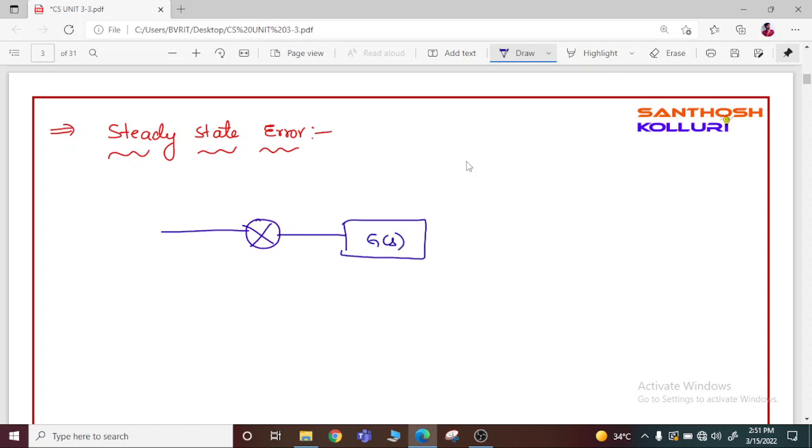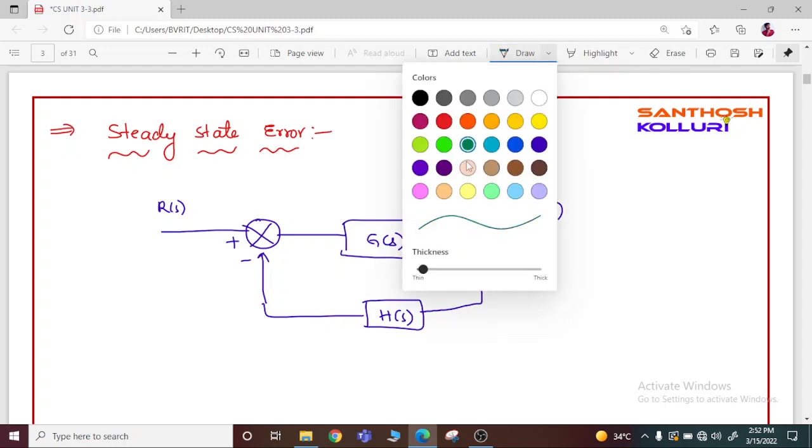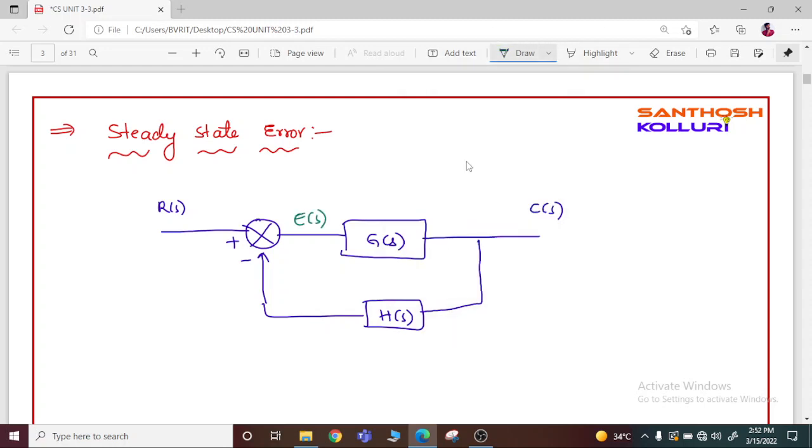So here this is a system having the gain G of s, and this is the output C of s, and this is the input R of s. Then the feedback is given like this. Negative feedback is given. So here this is the error E of s between the input and the sample of output which is fed back from the output. C of s into H of s is the signal which is coming from the C of s and multiplied with H of s.